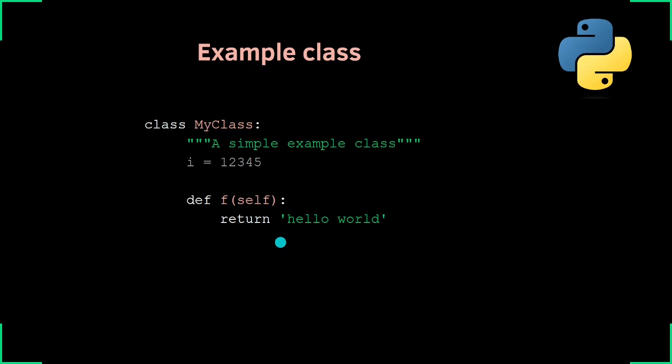Self is not a keyword. You could use any other name instead of self. We are going to talk a bit more about self in a minute. The main body of the program begins below the class definition, usually after 2 line breaks in between and without the indentation in the front.